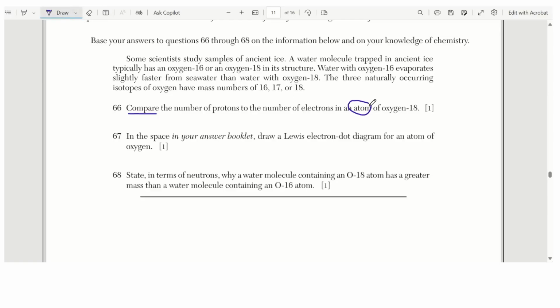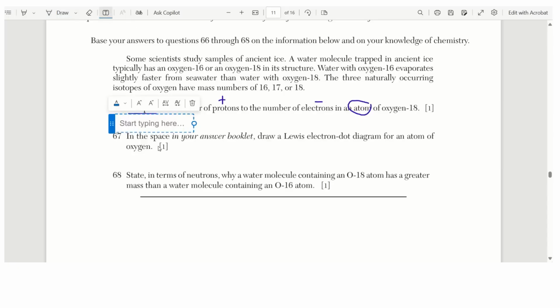Well, I don't quite frankly care. It's an atom of what? If it is an atom, it is neutral, right? And since protons are positive and electrons are negative, the number of protons and electrons must be equal. So the number of protons and electrons must be equal in atoms. That's just the rule.